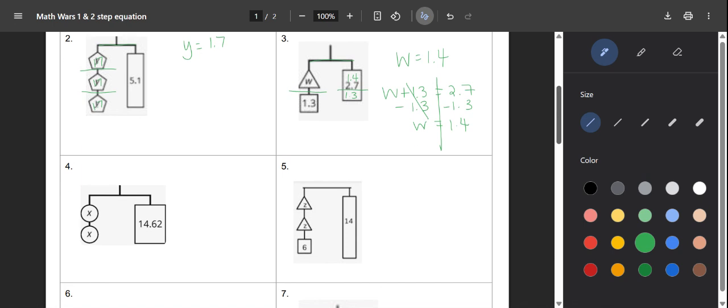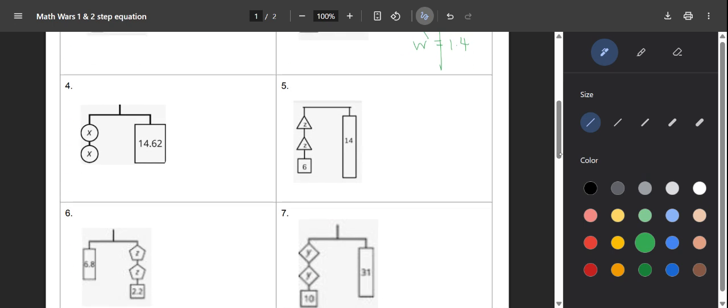Okay, let's do our fourth problem. We have 2 sets of x equal to 14.62. So I want you to figure out what one set of x must be. Pause the video here, figure it out, then come back. Alright, hopefully you realized we've got to divide this into 2 equal pieces, and if we do that, we have to divide that into 2 equal pieces. And 14.62 would be 7.31 and 7.31, so x is equal to 7.31.